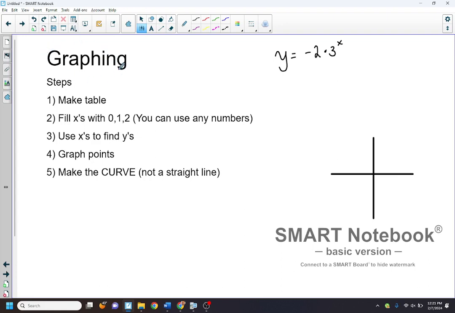So, graphing over here, these are the steps that I gave you on Monday. I'm not going to make you copy it down, but you could look at it again when you watch the video. In this situation, you always first start off by making the table. Then you fill the x's. I always suggest 0, 1, 2. I'm basing the question on plugging in 0, 1, 2. But you could technically use any numbers, but 0, 1, 2 tends to be the easiest. Then you're going to use x's to find y's.